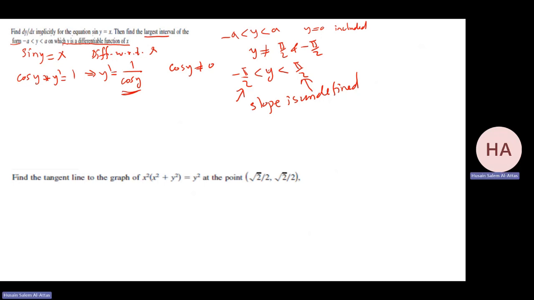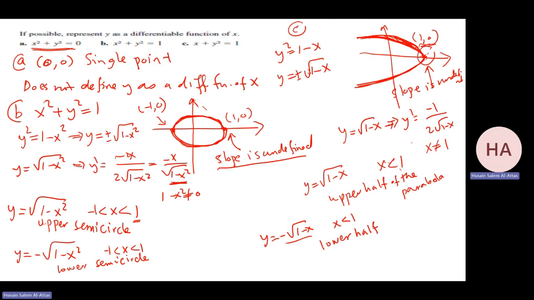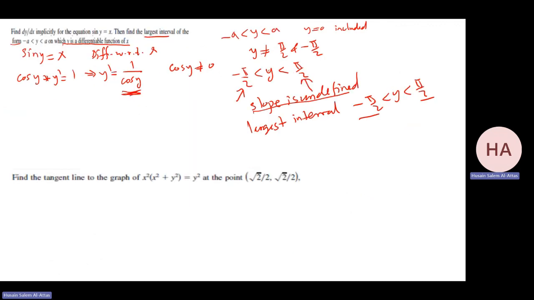The largest interval is if y is between minus pi over 2 and pi over 2. If I reach these two, I cannot put the equality. The slope is undefined because I have a problem here. Okay, like what we did here, the same idea. I cannot have both. Okay.